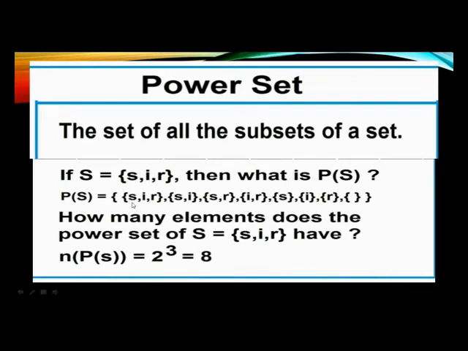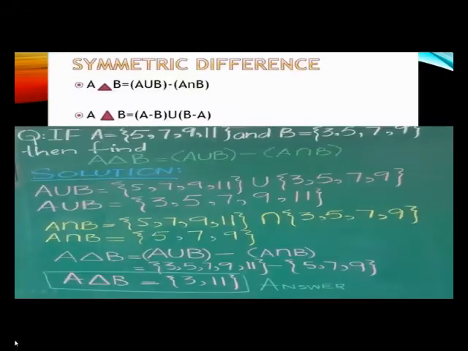Now by numbering them we observe 1, 2, 3, 4, 5, 6, 7 and 8 sets are there, which are the subsets, and all sets are enclosed in curly brackets. So it means we have written all the subsets for the given set, and these are all known as the power set. Now symmetric difference.